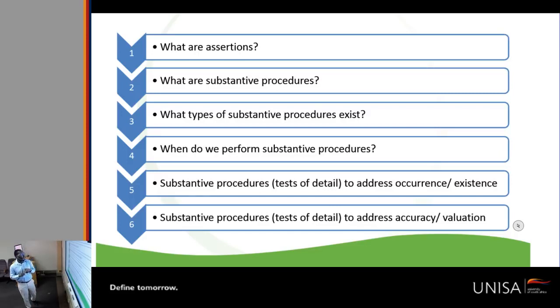Today we're going to deal with what are assertions. Then we're going to talk about what are substantive procedures. We'll discuss the different types of substantive procedures. There are two. We'll talk a little bit about when we perform substantive procedures. And then lastly, we'll give a few examples of substantive procedures that address occurrence and existence, and that address accuracy and valuation.